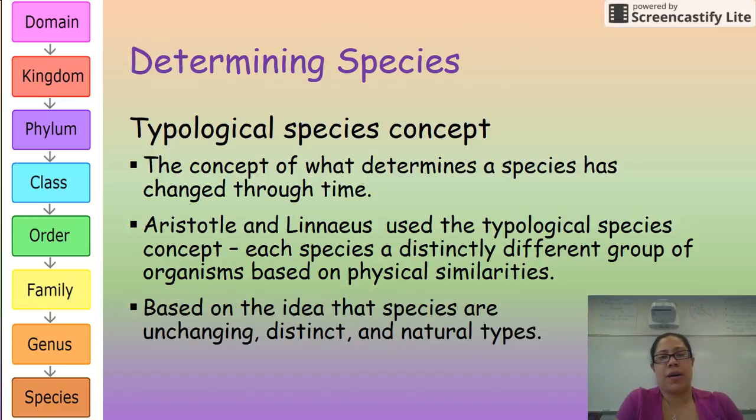So first, let's talk about the typological species concept. This is what Aristotle and Linnaeus used. They took the different physical characteristics of species, looked at the similarities and differences, and broke them up into categories. For this to work, species needed to be unchanging, distinct, and have natural divisions between them. We know that this isn't the case. Species are changing over time.